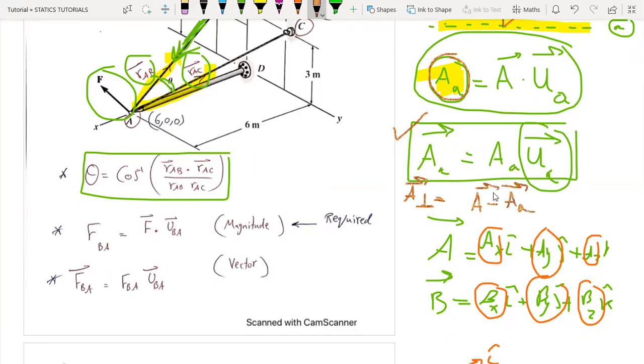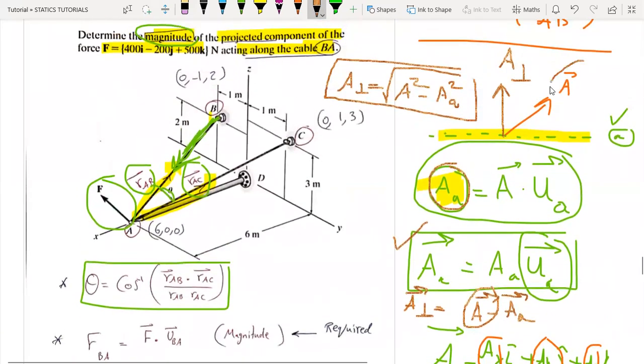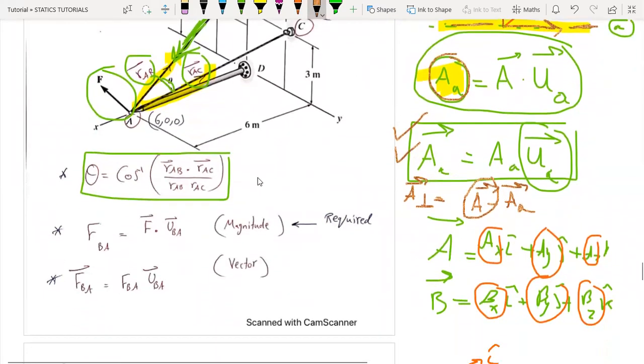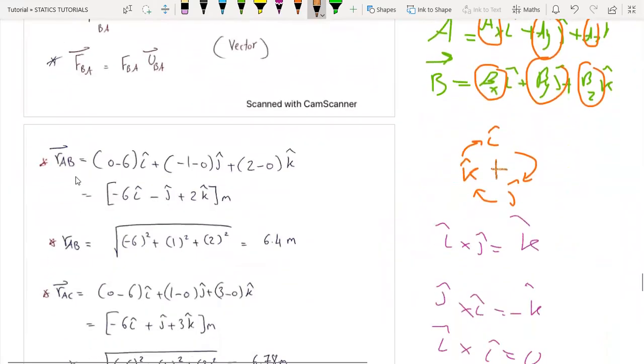So here is our vector A, and here is what we have found, the component along the axis.